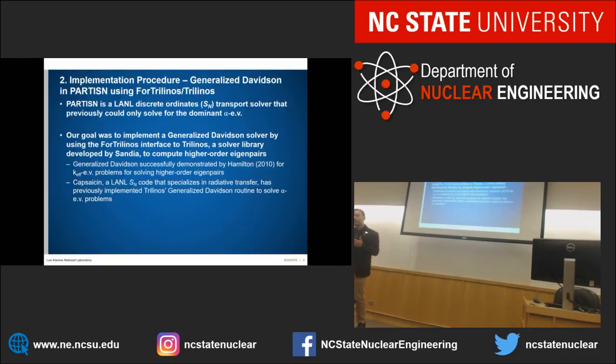So essentially, my summer project was to use, before I go to that, I'll introduce Partisan. I worked for the Partisan group at Los Alamos, and some of you might have used Partisan or at the very least are familiar with it. It's available on RSICC. Partisan is a Los Alamos discrete ordinates transport solver. What we can do in Partisan currently is solve for the dominant alpha eigenvalue, because like I said, for most people, this is all you want. But my summer project was putting the capabilities into Partisan to solve for these higher order alpha eigenvalues.